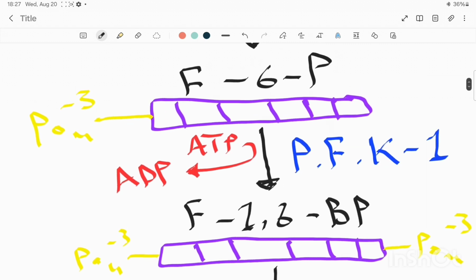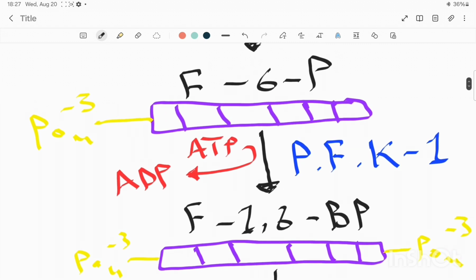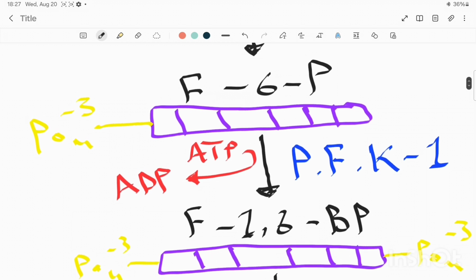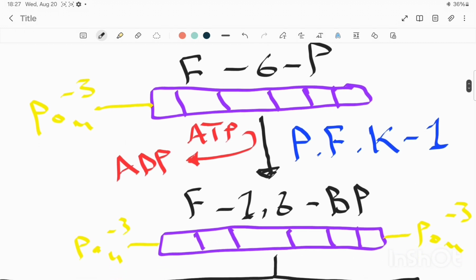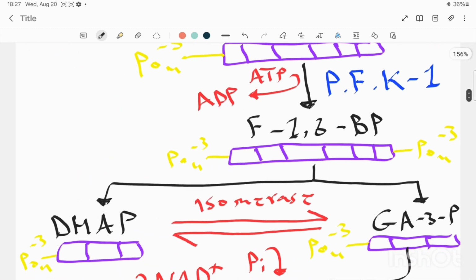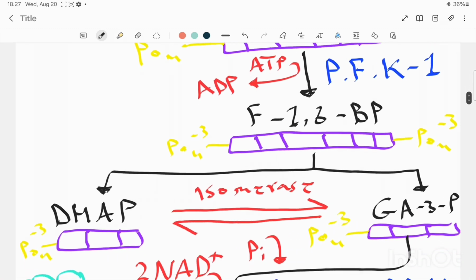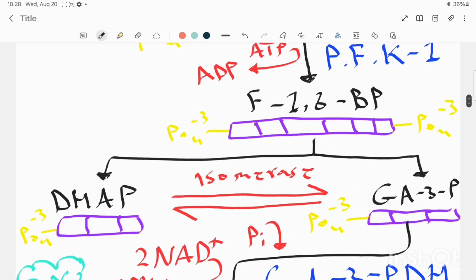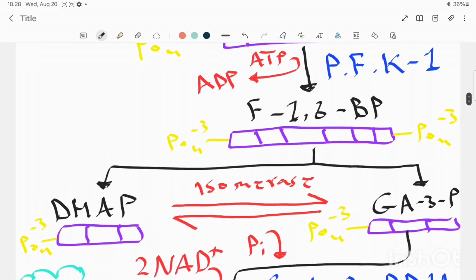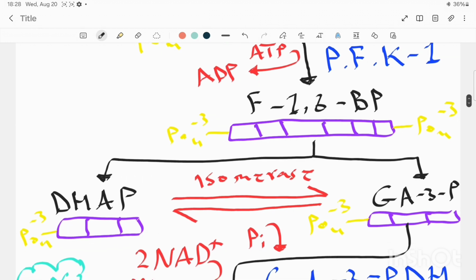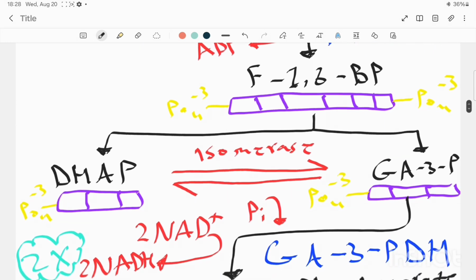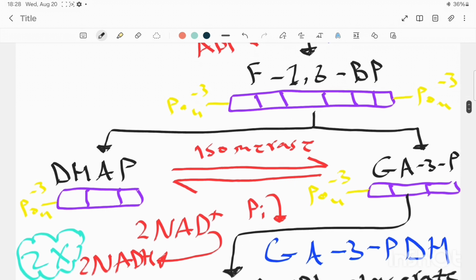Fructose 1,6-bisphosphate is then cleaved by an enzyme called aldolase into two 3-carbon sugars, dihydroxyacetone phosphate and glyceraldehyde 3-phosphate. The enzyme triose phosphate isomerase converts dihydroxyacetone phosphate into another molecule of glyceraldehyde 3-phosphate. From this point forward, every reaction happens twice because we now have two molecules of glyceraldehyde 3-phosphate.